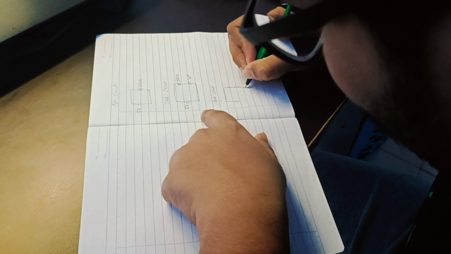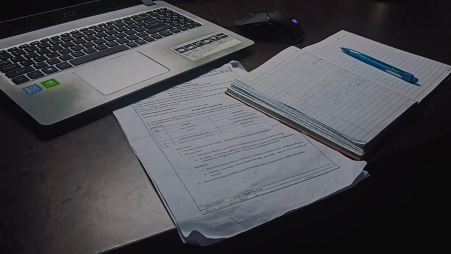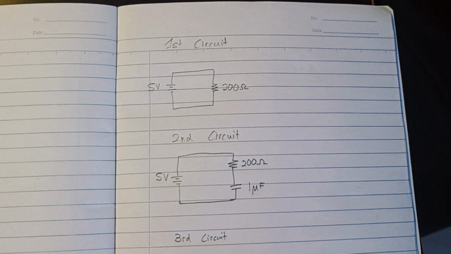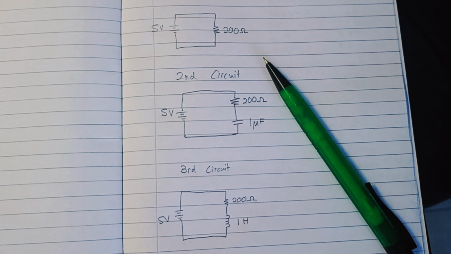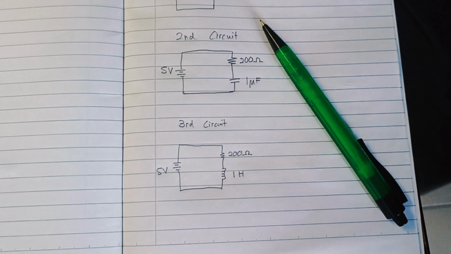For the first day, we are planning our project and we come up with 3 circuits. The first one is a resistor circuit, the second one is a capacitor circuit, and the third one is an inductor circuit.